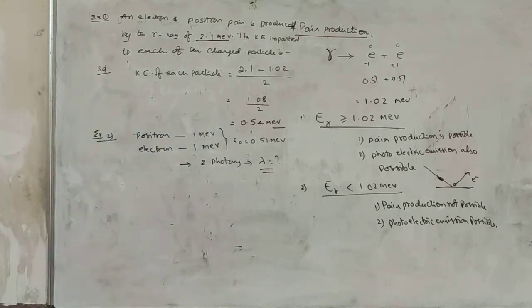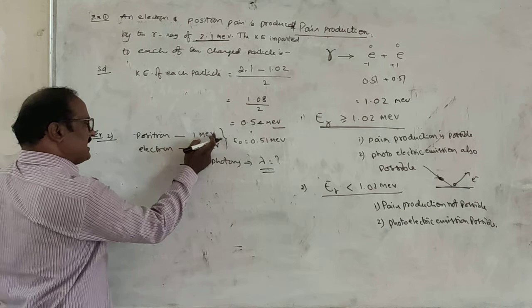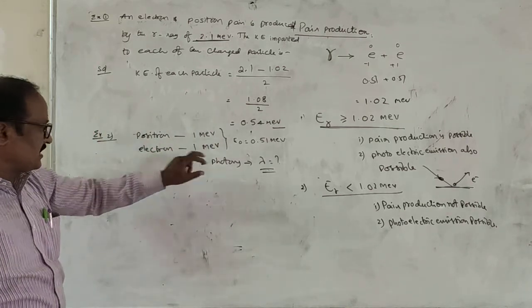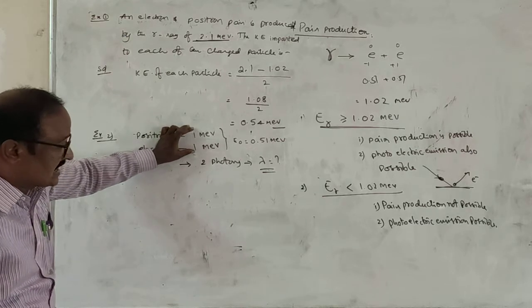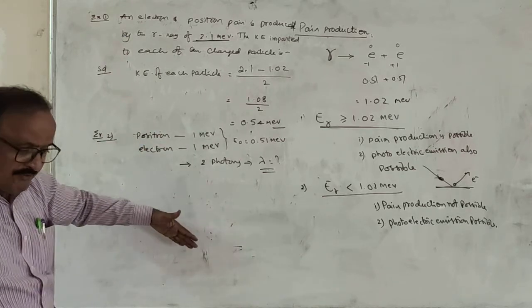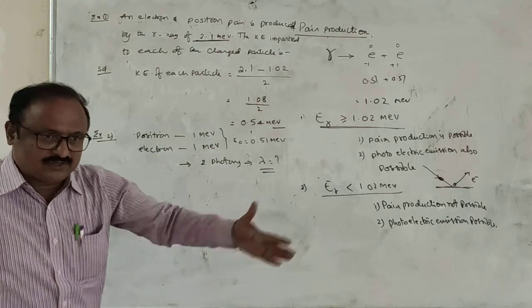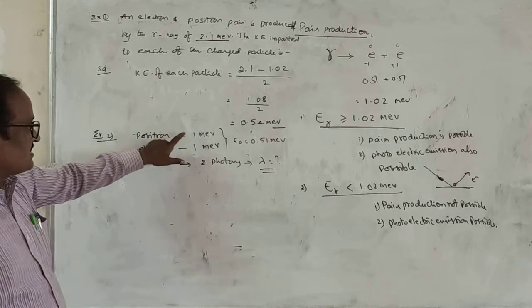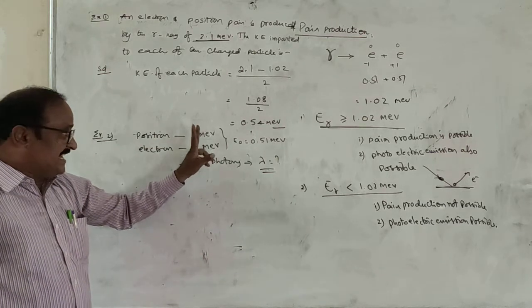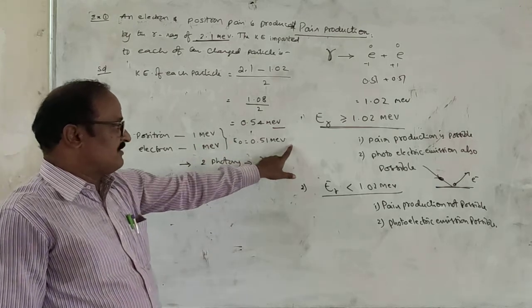This is the equation. Here, a 1 megaelectron volt positron and a 1 megaelectron volt electron means these are the independent kinetic energies of both particles, not rest mass energies. Before they are annihilated, they are approaching each other, which means they have some kinetic energy. Those kinetic energies are given as 1 MeV and 1 MeV. In addition to these, the rest mass energy of each particle is 0.51 MeV.